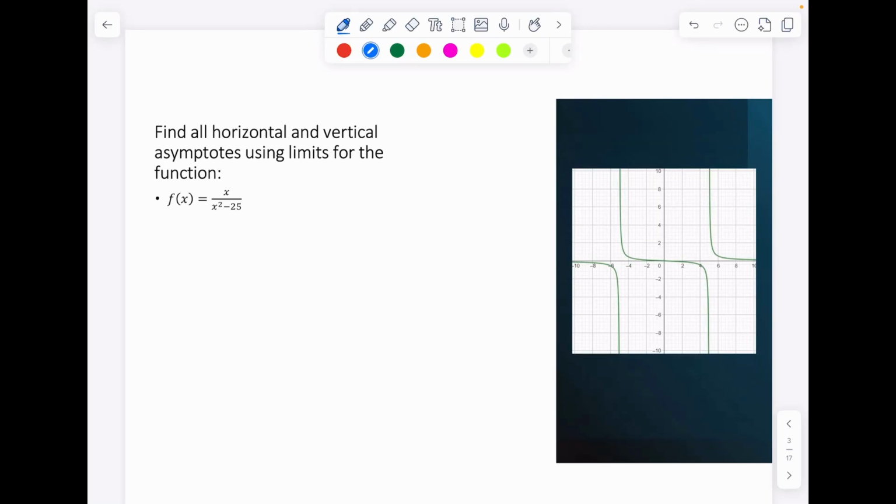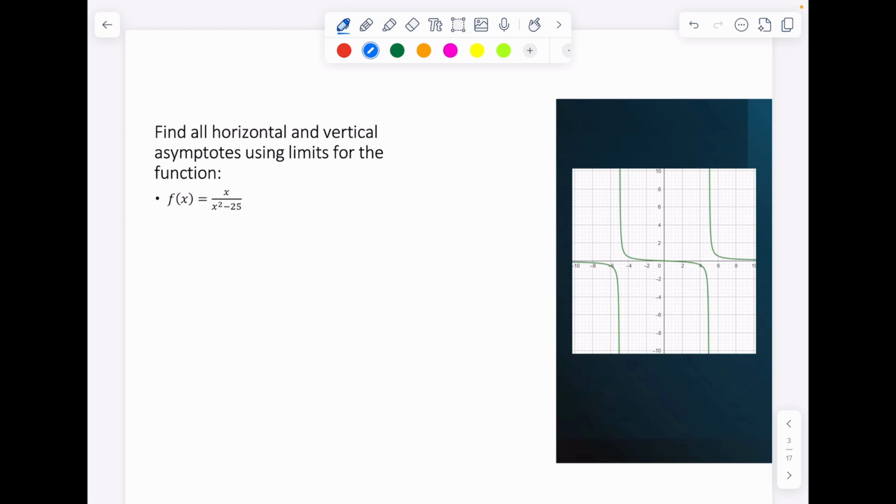We're pretty good at finding horizontal and vertical asymptotes just using our algebra skills. But now what we want to do is to go a bit further, and we want to show these asymptotes using limits. Let's just real quickly look at the graph of our f of x here, and we can see the vertical asymptote at x equals -5 and a vertical asymptote at x equals +5. And then we can also see the horizontal asymptote, which is our end behavior.